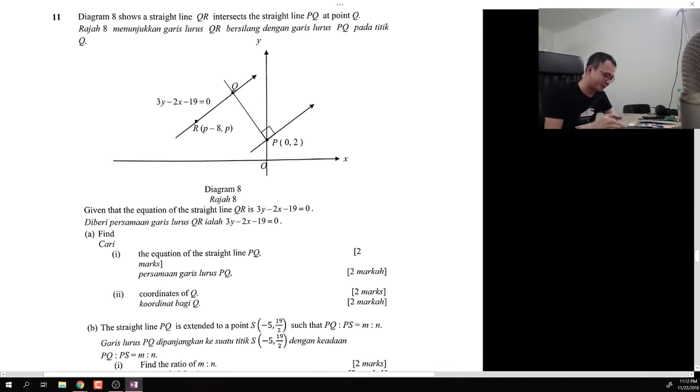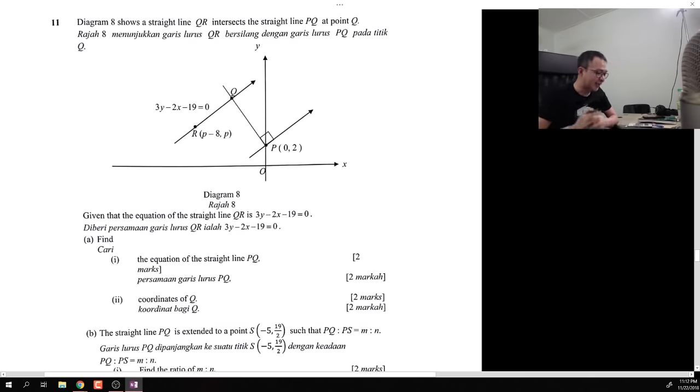Okay, come. Last one. Diagram A actually shows the straight line QR and the straight line PQ at the point Q. It's given that the equation of QR is 3y minus 2x minus 19 equals 0. Find the equation of the straight line PQ. So right now we want to get the PQ over here. First thing is I always love to change my equation into y equals to mx plus c. So this one, y will equal to 2 over 3 x plus 19 over 3.